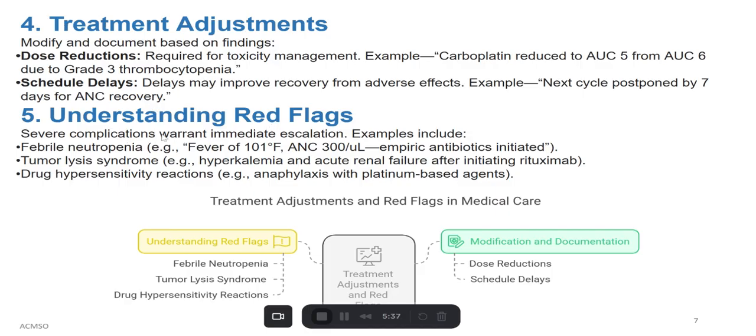Understanding red flags. Severe complications warrant immediate escalation. Examples include febrile neutropenia, for example fever of 101 degrees Fahrenheit, ANC 300 per µL, empiric antibiotics initiated. Tumor lysis syndrome, for example hyperkalemia and acute renal failure, kidney failure after initiating rituximab. Drug hypersensitivity reactions, for example anaphylaxis with platinum-based agents. And here is a diagram on treatment adjustments and red flags in medical care.